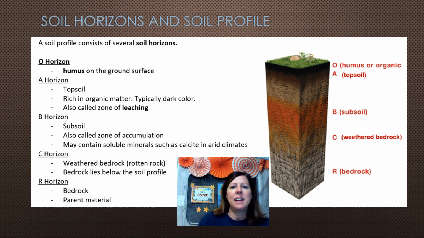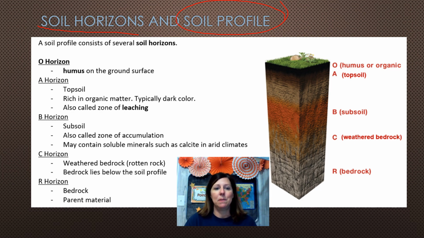Right. Soil horizons and soil profile. So soil horizons are the different layers that can be in a soil. And a soil profile is specific to a certain place. So if I dig down deep in my yard, if I go deep enough, I'm going to see that there are different layers. And what I have in my yard is going to be different than what my parents have in Florida or what my cousin has in Colorado. Soil profiles are different in different places because it depends on what's there to make the soil.